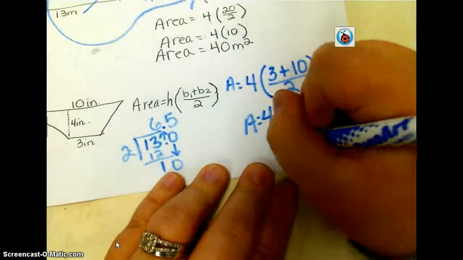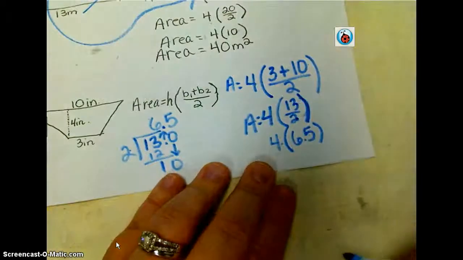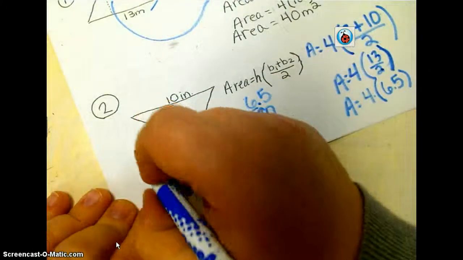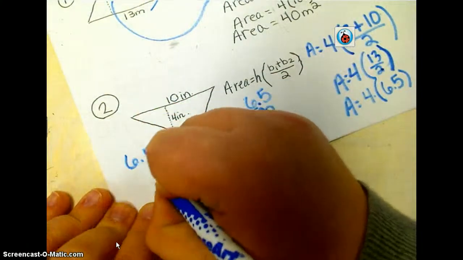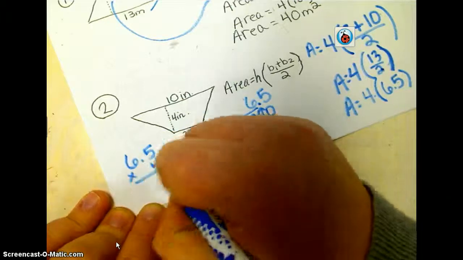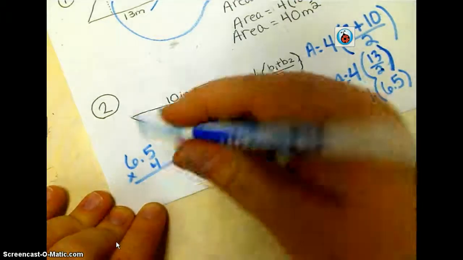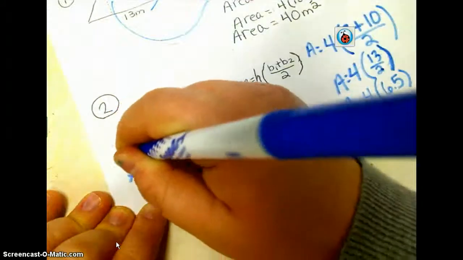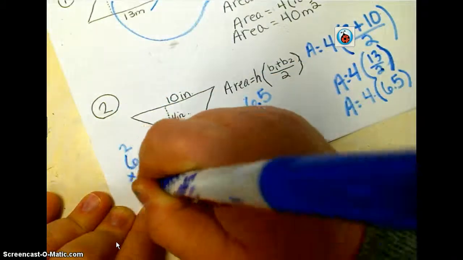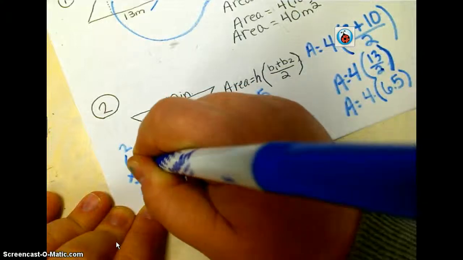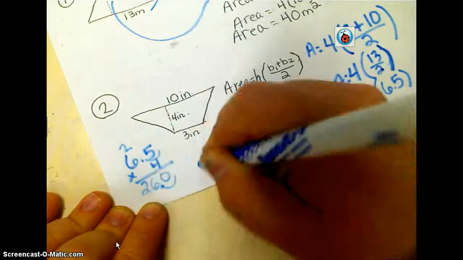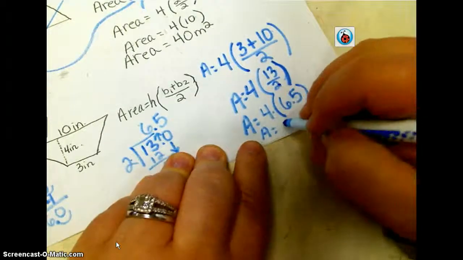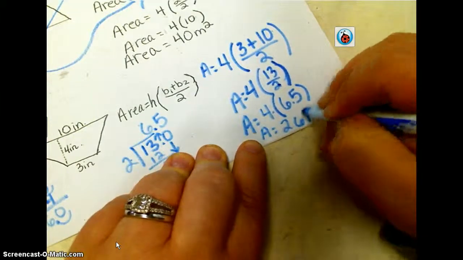Now I have to take my 6.5 times my height of 4. So out to the side, I'm going to take 6.5 times 4. I pretend like the decimal point is not there. 4 times 5 is 20. I put my 0, carry my 2. 4 times 6 is 24, plus 2 is 26. I have 1 decimal point. I'm going to move 1 decimal point in my answer, giving me a final answer of area equals 26 inches squared.